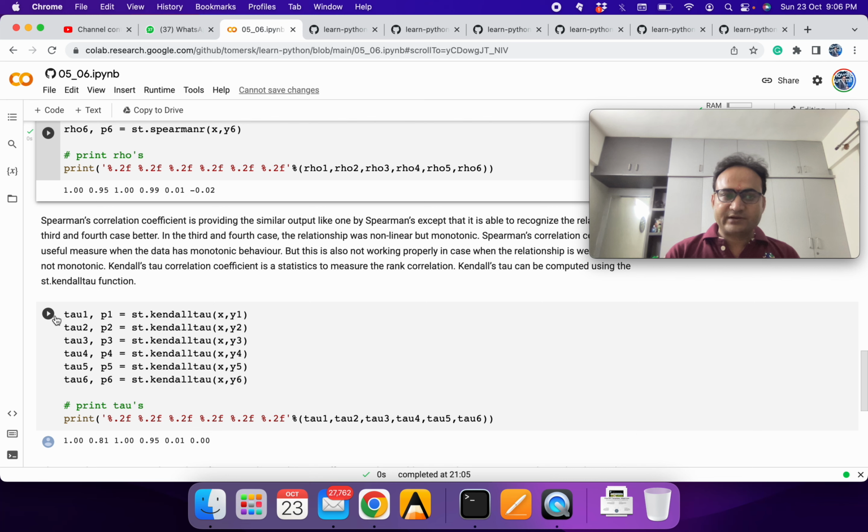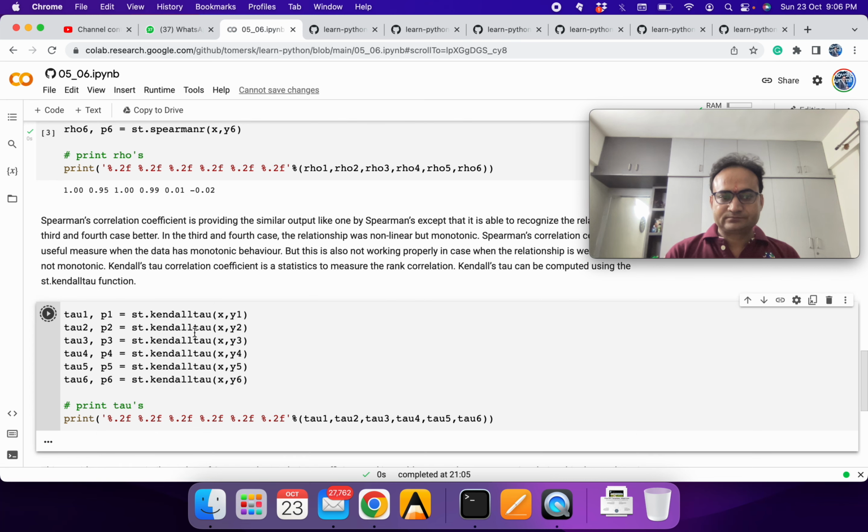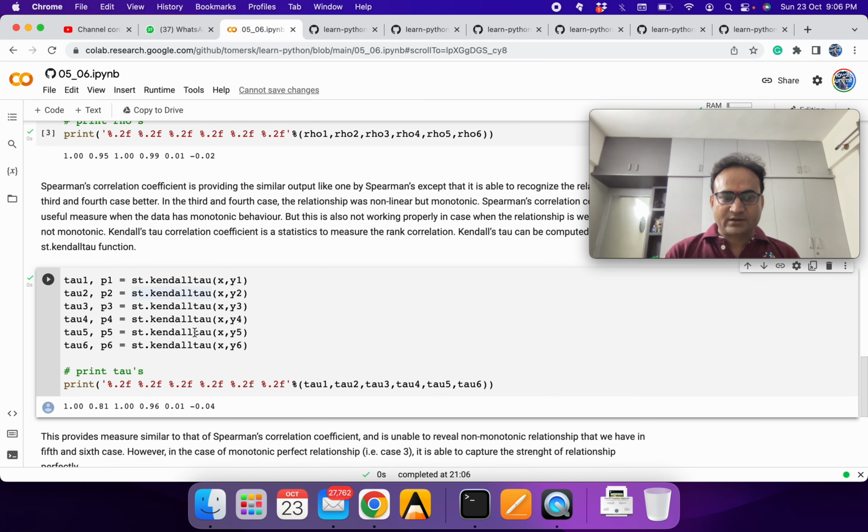We can compute Kendall's tau. Again, you can see the same behavior, nearly the same as the Spearman. In the case of monotonic, it can capture the strength, but not in the case of circular or when it's not monotonic. You have negative slope also, you have positive slope also.